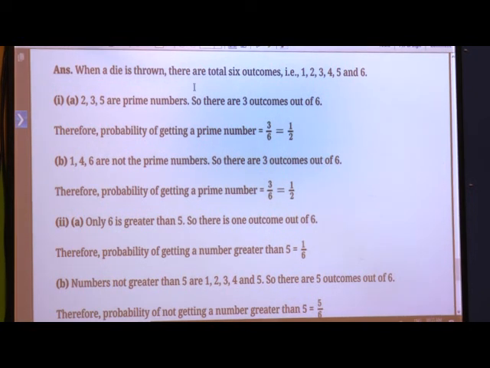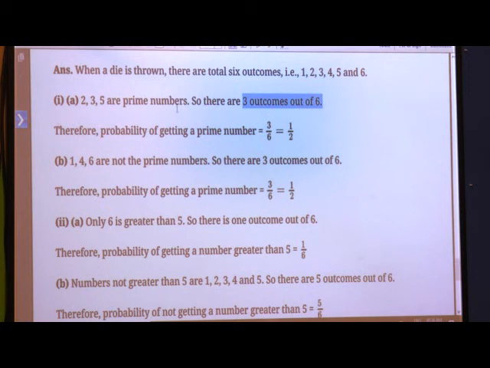When a die is thrown, there are 6 outcomes, that is 1, 2, 3, 4, 5 and 6. Any one of the values will turn up on the upper surface of the die. The first event is getting a prime number. Out of 1, 2, 3, 4, 5 and 6, the numbers 2, 3, 5 are prime numbers. So, there are 3 outcomes out of 6. I hope you are understanding. The 3 outcomes are 2, 3 and 5.